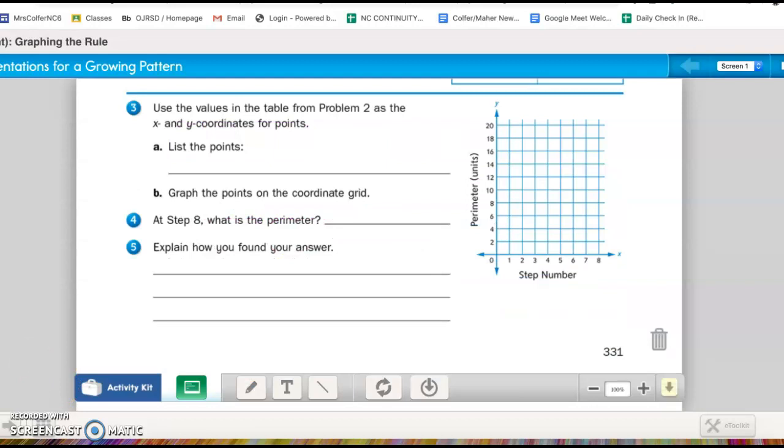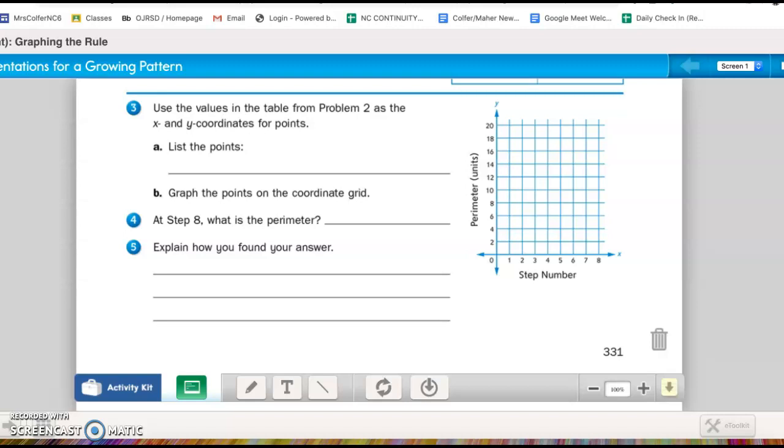Below that blue line, number 3 says use the values in the table from problem 2 as the x and y coordinates for the points. So you're simply going to take what you got for x and y in that table above that blue line, and you're going to turn them into a list of coordinates. So x, y, so that you can go ahead and graph them later. B says graph the points on the coordinate grid. Okay. Number 4 says at step 8, what is the perimeter? And 5 says explain how you found your answer.